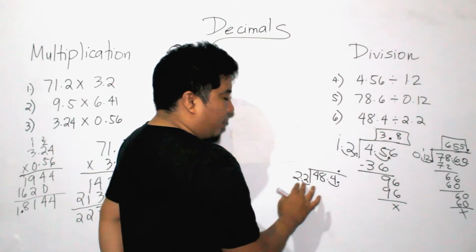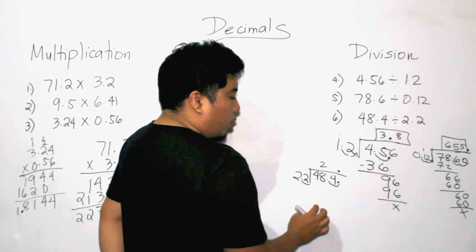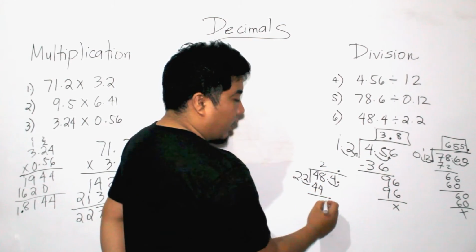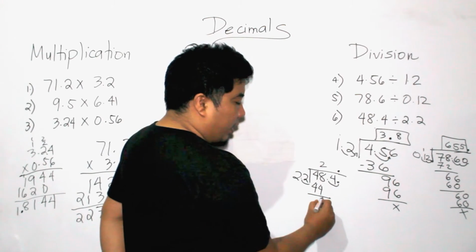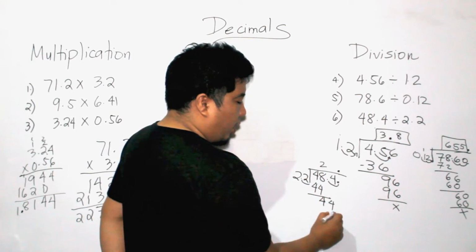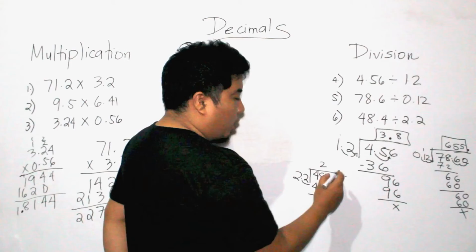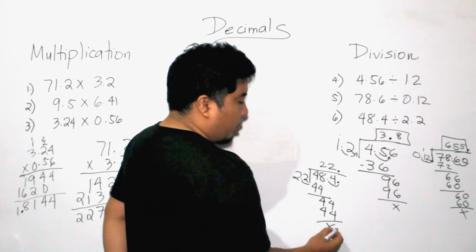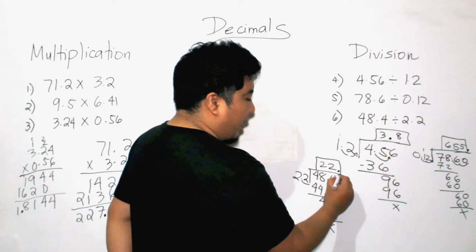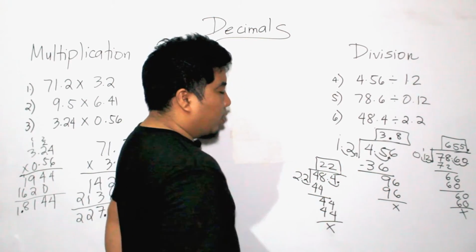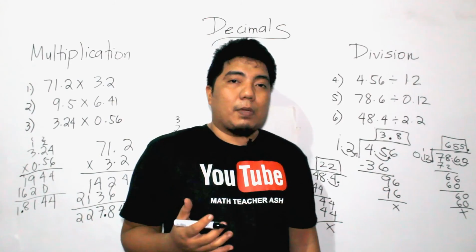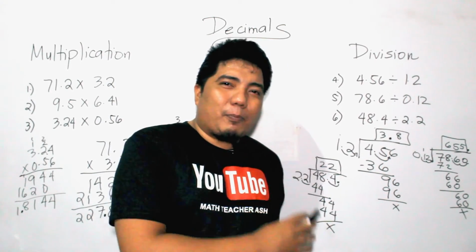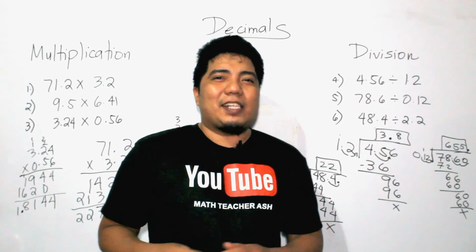Okay. So 48 divided by 22, that will give us 2. So 2 times 22, that is 44. So 48 minus 44, that is 4. Bring down the 4. So 44 divided by 22, that is 2. 44. And we don't have any digits left. So we have a final answer, that is 22. So there's no need for a decimal place because our quotient is a whole number. And that is the process of how we divide decimals.